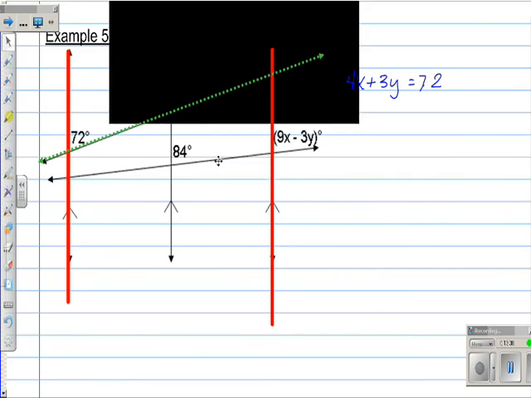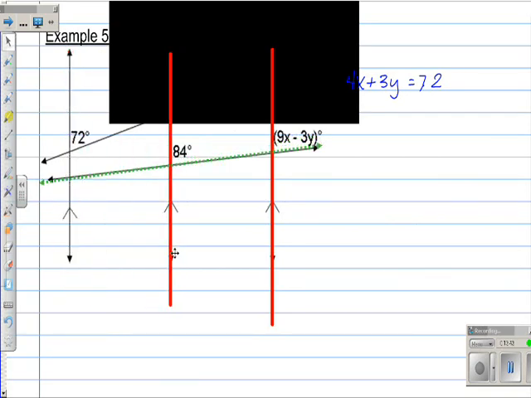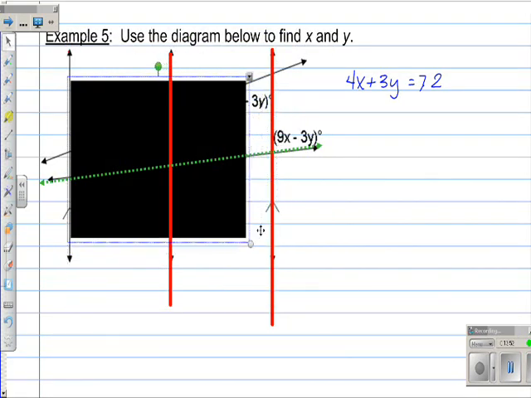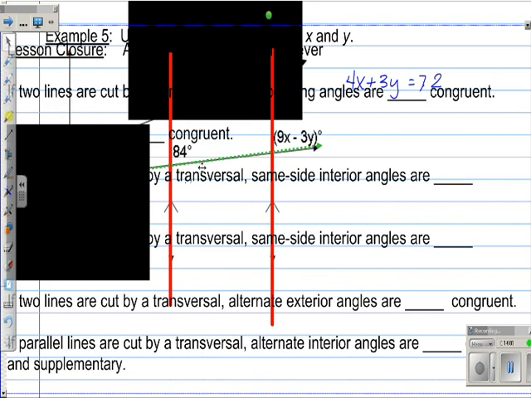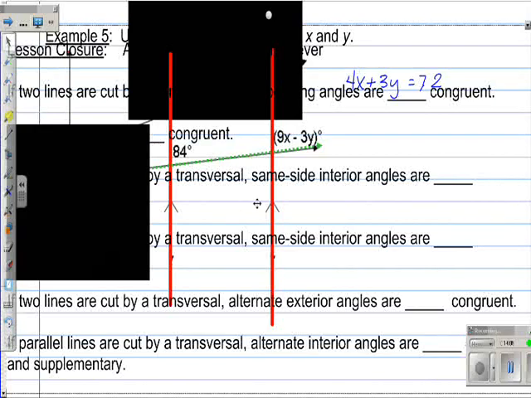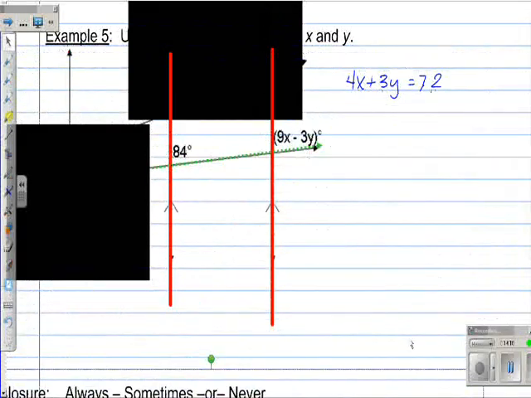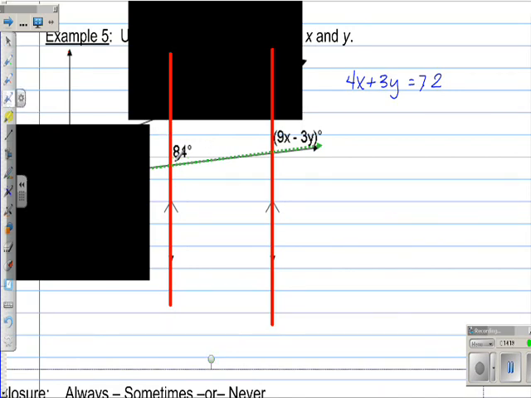these two angles, right? Now, the bottom ones, if we ignore this 72 and make this line now our transversal, and this line our other parallel line, and you can see that if we cover up this corner, and we cover up the top, you can see your 2 parallel lines and your transversal, and we see that these 2 angles are corresponding angles, so we know that they equal each other. So you could say 9x minus 3y equals 84.